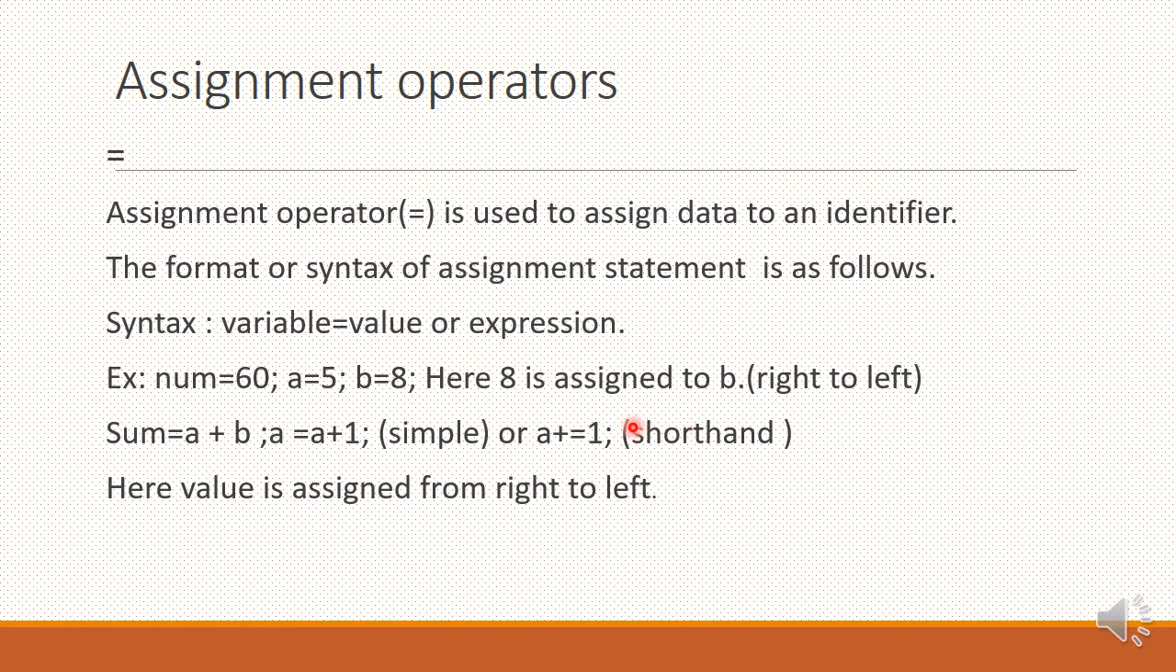That you have to remember, the values are always assigned from right to left, not from left to right. Usually we always write A equal to 5, B equal to 8 only. But here one rule is also there. You can't write 5 is equal to 8. Sorry, 5 is equal to 8 is also not possible. Okay, similarly 60 is equal to num is also not possible.